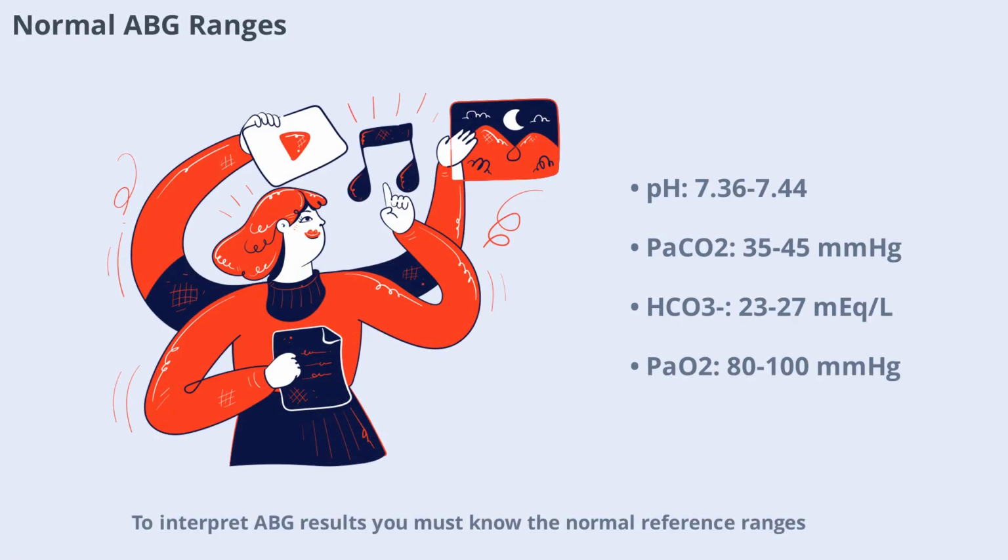To interpret ABG results, you must know the normal reference ranges. For adults, normal arterial pH is 7.35 to 7.45. PaCO2 is 36 to 46 mmHg, HCO3 is 23 to 27 mEq/L, and PaO2 is 80 to 100 mmHg. Base excess ranges from -4 to +4. Values outside these ranges indicate an underlying disorder. Always compare your patient's results to these standards.